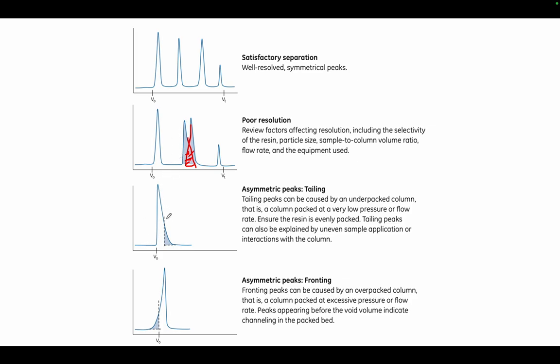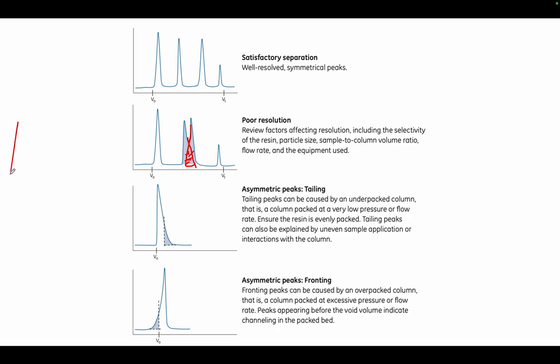Now, another issue you can have is that instead of getting a nice symmetrical peak like this, the peak starts to become larger on one side. So if this side of the peak becomes larger, it's called tailing. And if the peak becomes larger on this side, it's called fronting. And both of these are issues that occur due to improper packing of the column. Okay? Column is not packed properly, you can get issues like this.